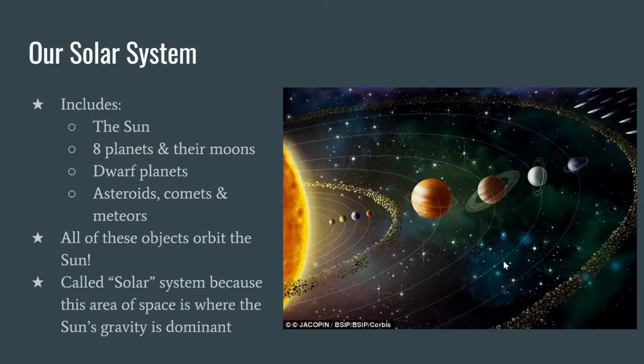All right, so our solar system includes the sun, 8 planets and their moons, dwarf planets, the asteroids, comets, and meteors that surround it. All of these objects orbit the sun, and it is called a solar system because this area of space is where the sun's gravity is dominant. So we're all kind of staying in place where we are because of our gravitational pull and association with the sun.